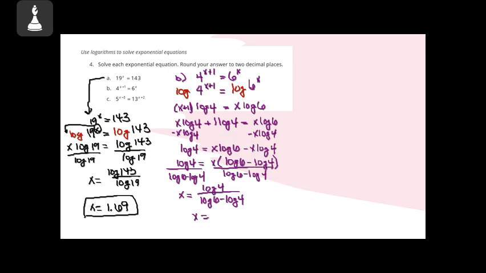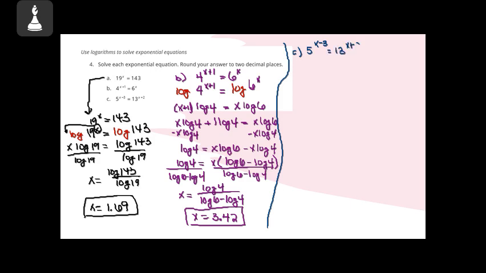All right, next one is going to be kind of similar. We've got 5 to the x minus 3 equals 13 to the x plus 2. So this one, again, is going to have an x on both sides. So we're going to have to get the x's to the same side, factor out the x to be able to solve and divide. So first thing first, I'm going to log both sides. So log of 5 to the x minus 3 equals log of 13 to the x plus 2. So I'm going to bring that power down front.